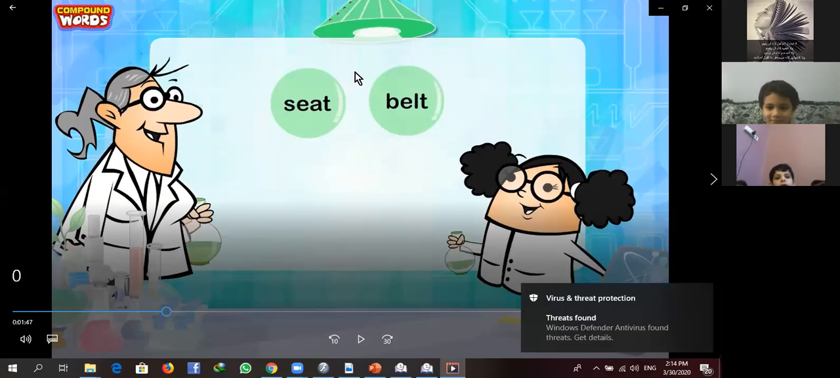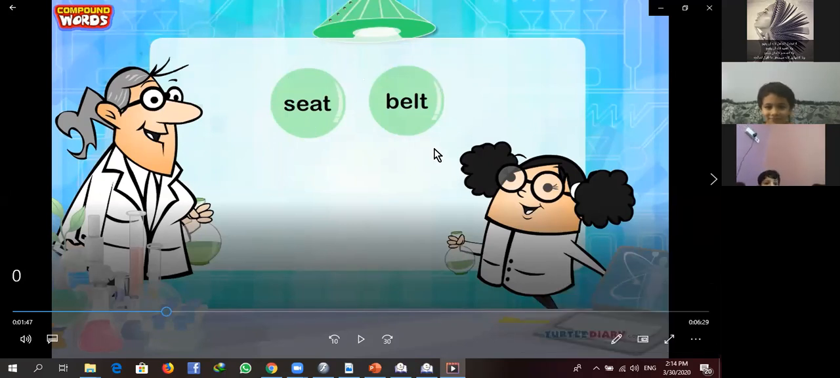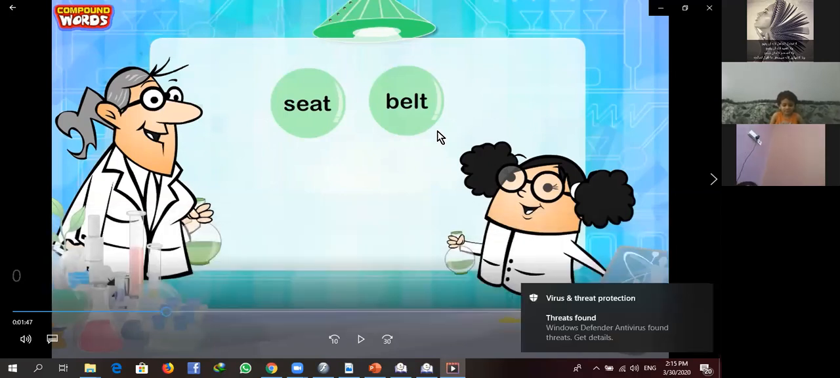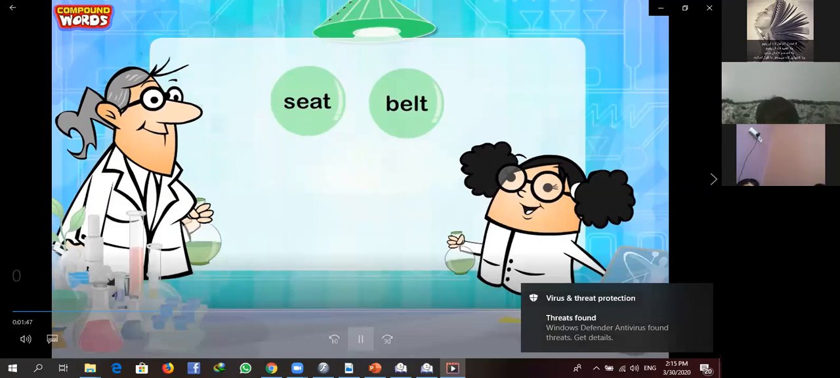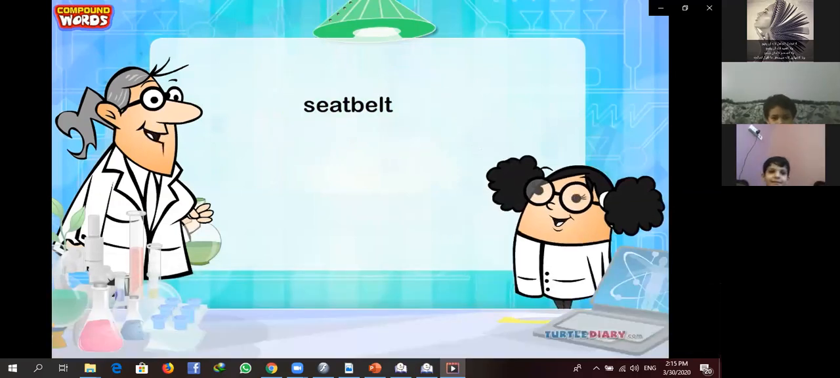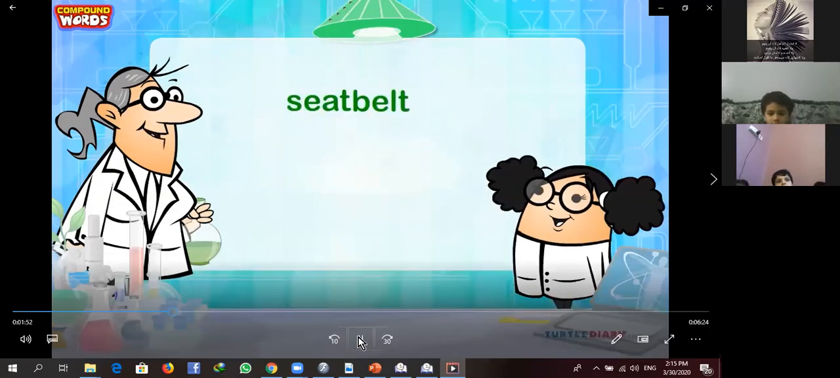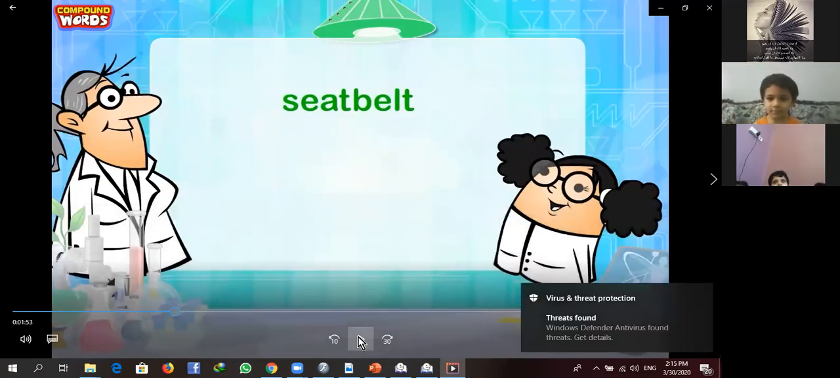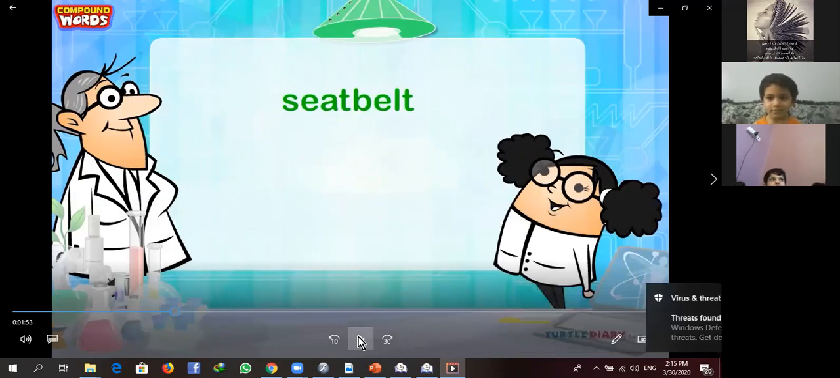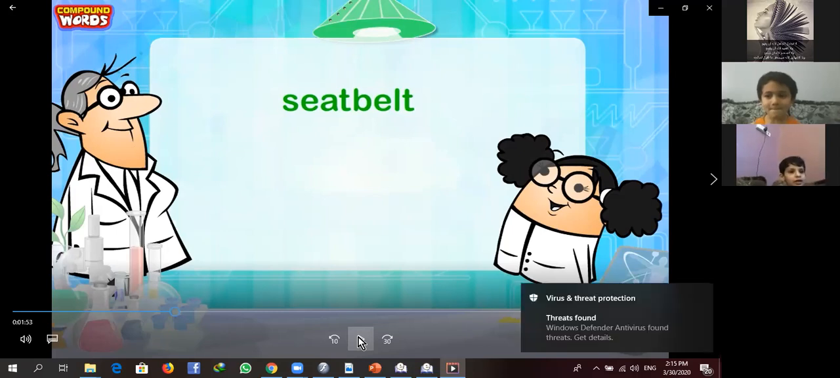So seat is the place that you are sitting on. And belt is the tool that you tie around your waist. So let's see when we put them together. Aha, what's the seat belt? Now we have a new word, which is seat belt. It has a new meaning also.